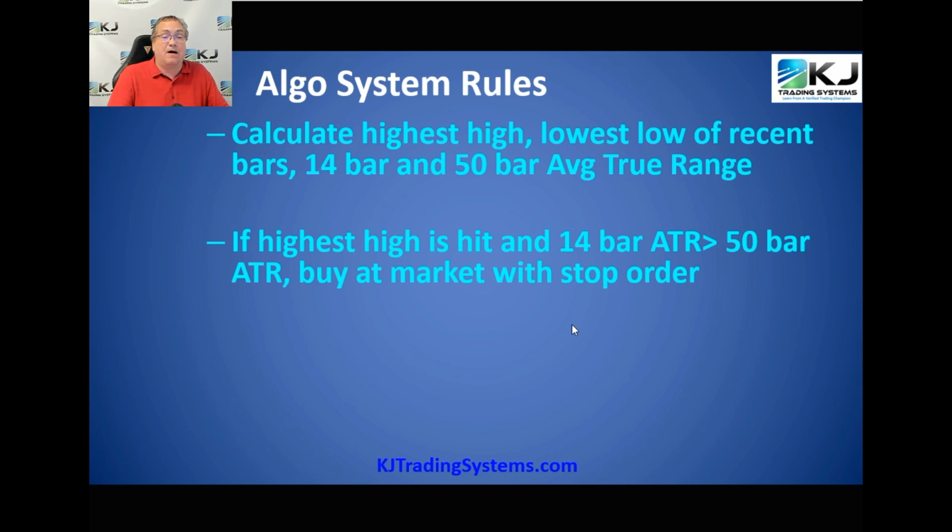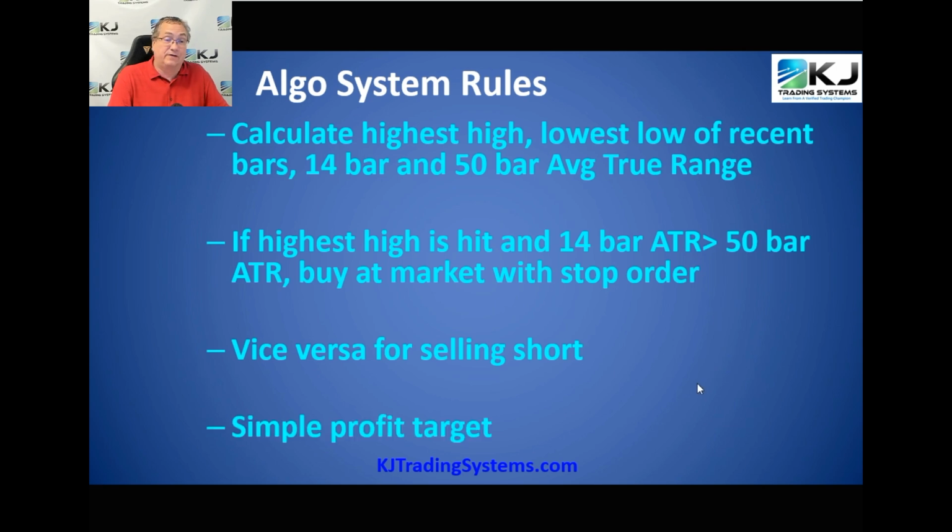If the 14 bar average true range is greater than the 50 bar, that implies the volatility is higher than normal. I'm using the average true range to measure the volatility. So if the 14 bar is greater than the 50 bar, that means the volatility in the last 14 bars is higher than the recent average. So that's going to be when you buy at the market, and vice versa for selling short. But again, the only vice versa part is you do the lowest low. It's still going to go with the high volatility. And again, we have the simple profit target.